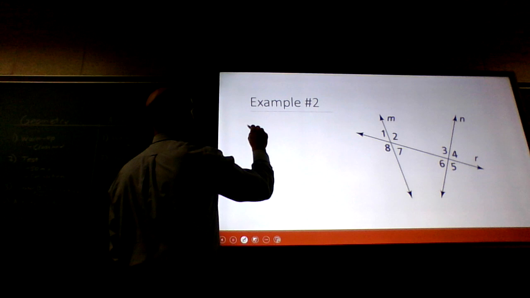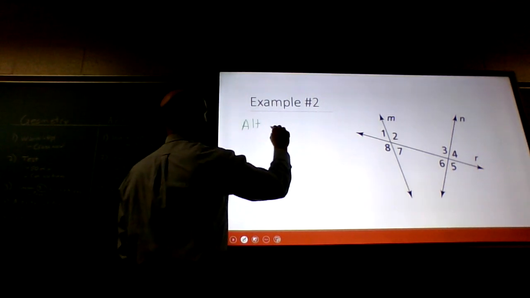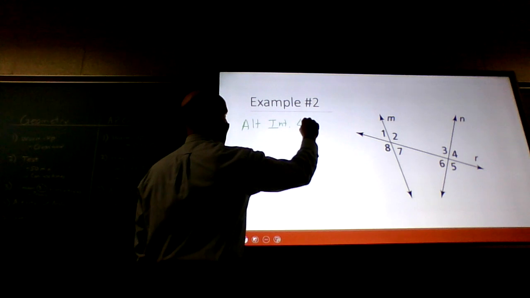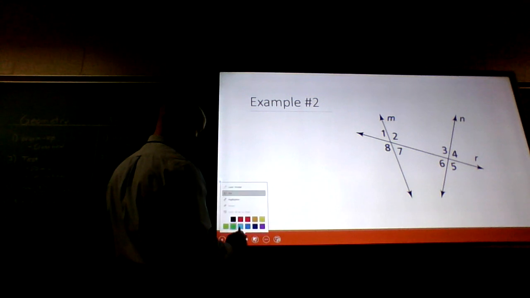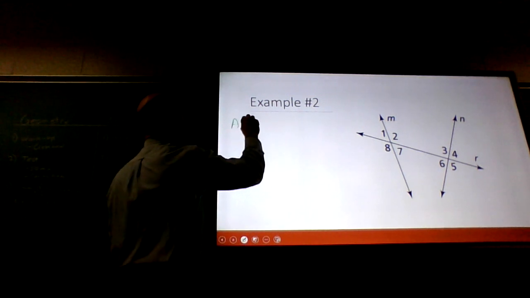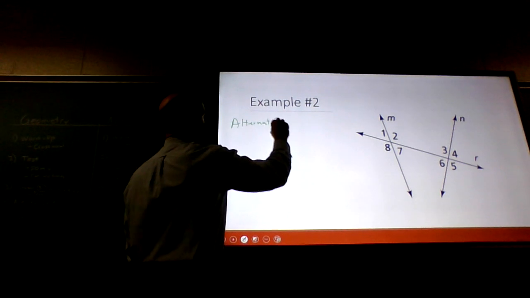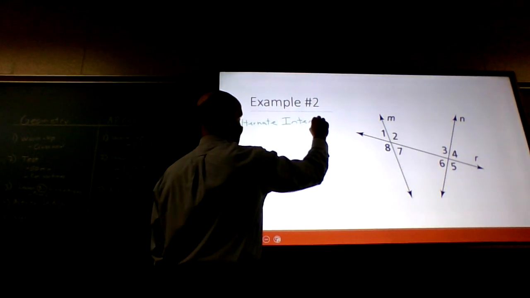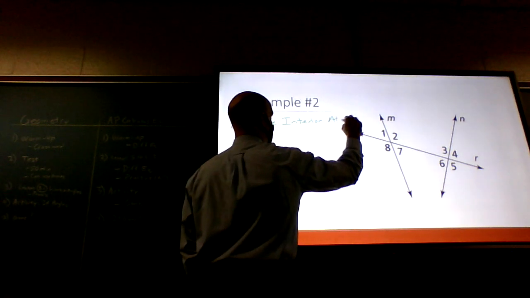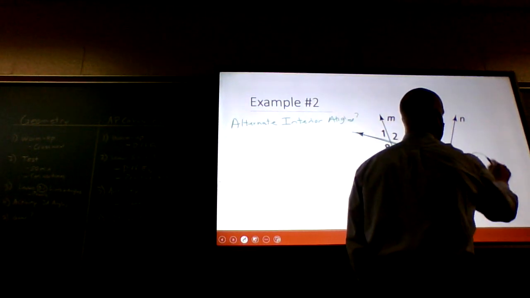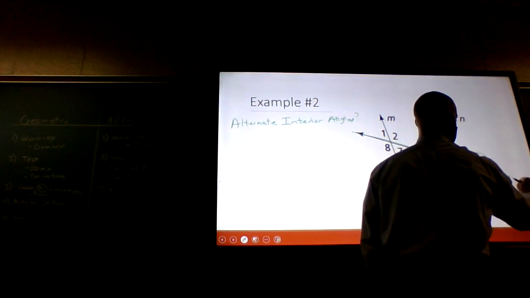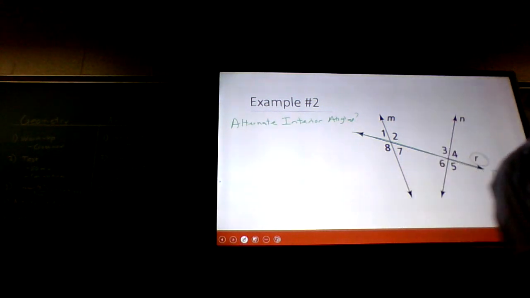Can anyone give me an example of alternate interior angles? In fact, I should probably write that all the way out. Let me do that one all over again. So alternate interior angles. And I need to mention one other thing. This line right here, I'm going to call line R the transversal. The transversal. Can anyone tell me an example of alternate interior angles?